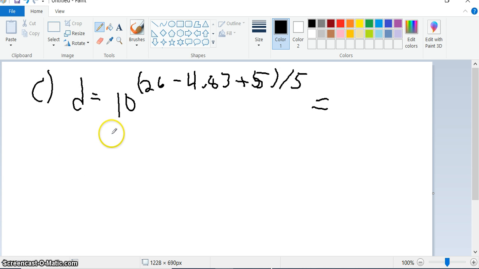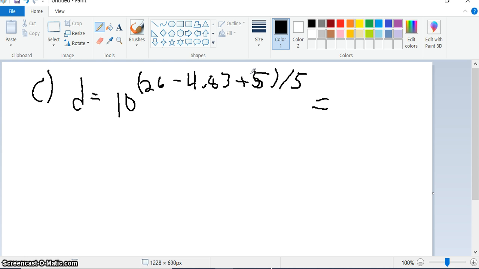All right, so this one they say a 4 meter telescope. You look up in the little figure 17.7. For a 4 meter telescope, you could see an apparent magnitude of 26. That's a very, very dim object. So it would be 10 raised to the 26 minus 4.83 plus 5, right? And that turns out to be 12.7. That's what's in parentheses, the 12.7, and you divide by 5.